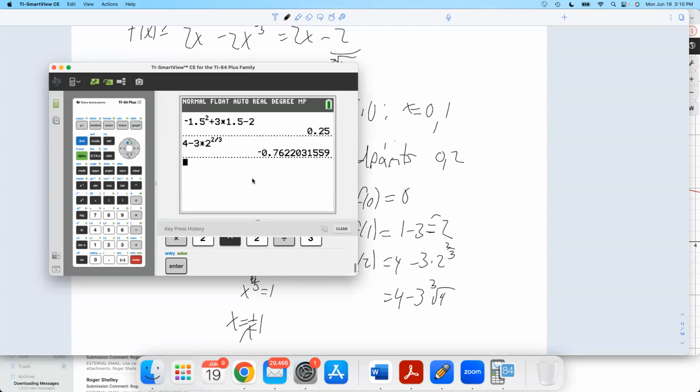That's not my smallest value overall. -2 was my smallest value. My biggest value overall was 0. So that's going to be my global max. That's going to be my global min.